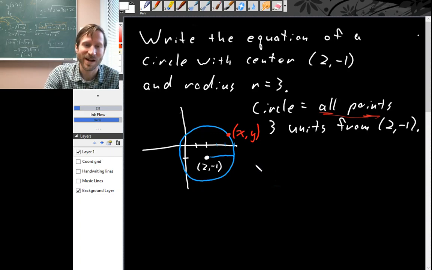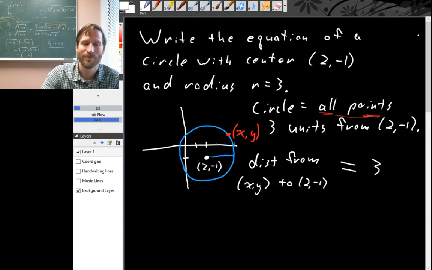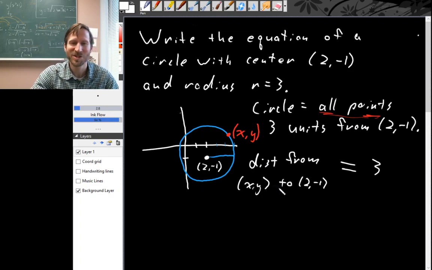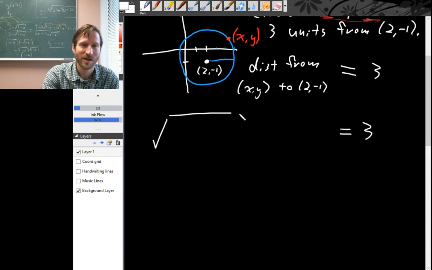So we want to write that the distance from (x, y) to (2, -1) equals 3. All right, well, look, we're writing an equation with a distance. That means we should use the distance formula. So we have an equation where the right-hand side is just our radius, 3, but the left-hand side is going to be the distance formula. I'll just write it quickly. It was the difference in x-coordinate squared plus the difference in y-coordinate squared, all under a square root.